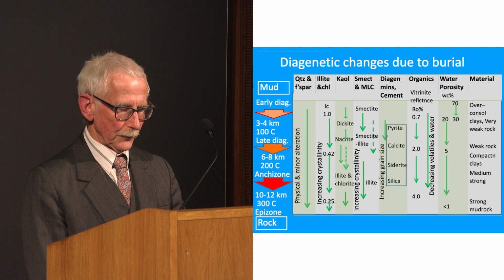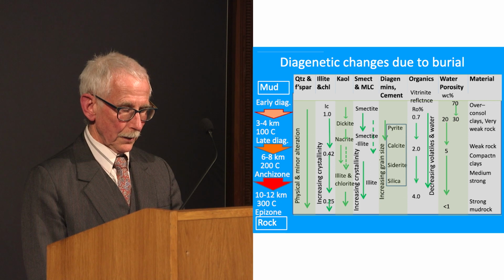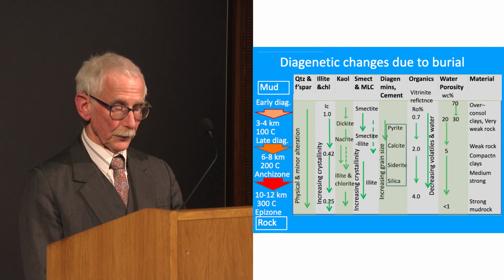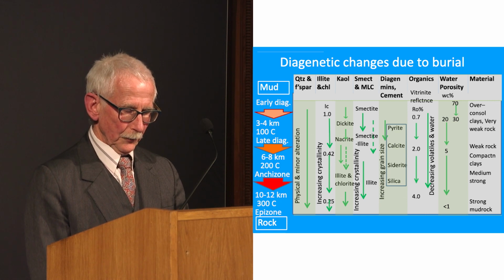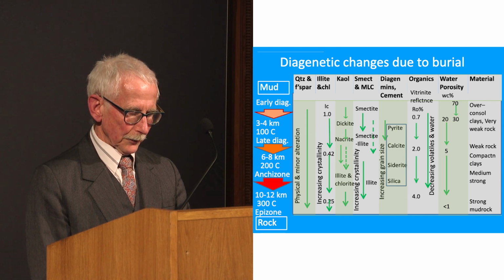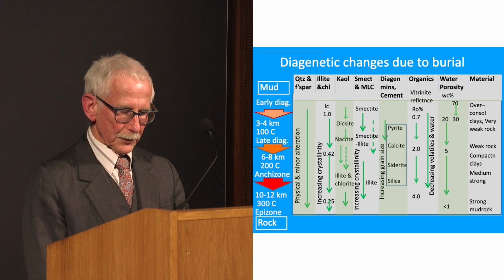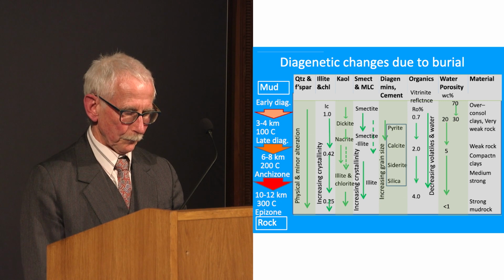Organic matter in the sediment will lose volatiles, which will make it more reflective. And as I said, this can be used as a means of determining to what depth the material has been buried. Water and porosity decrease with the loss of water from the mixed layer clay and smectite, and there can be further reductions in porosity, pore size, and also pore volume during this process.